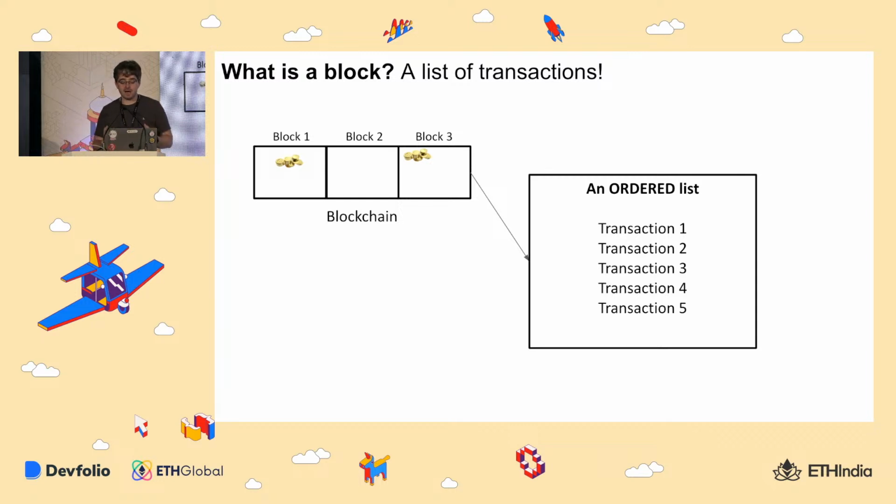And inside a block, we have a list of ordered transactions. And the fact that transactions are ordered is critical when you think about stuff like MEV, front running, back running, sandwiching. It's all enabled because we have a canonical history of all transactions, and all transactions have a single ordering.